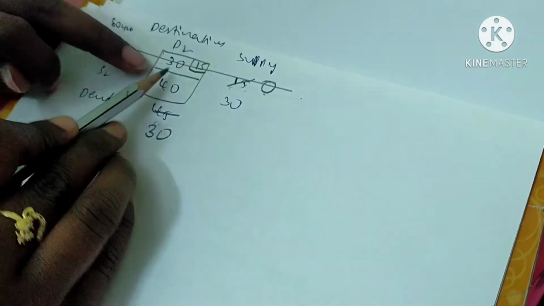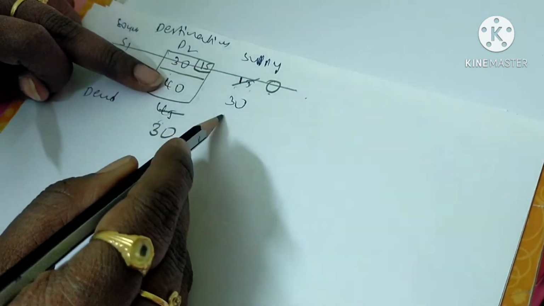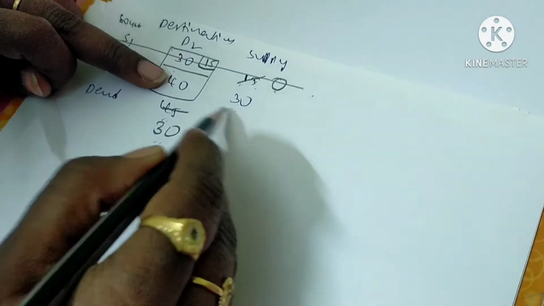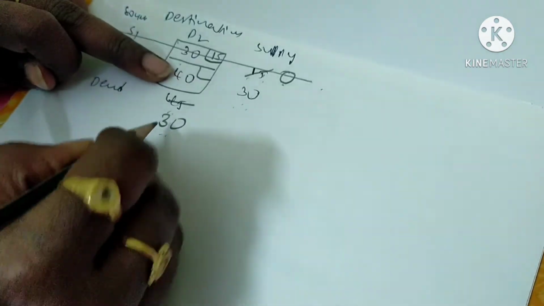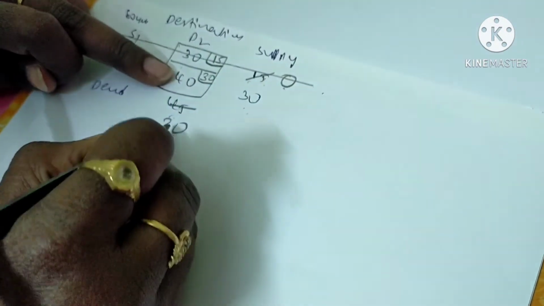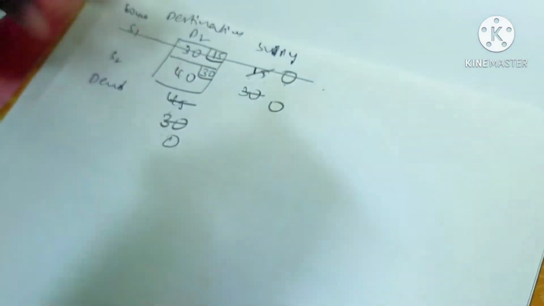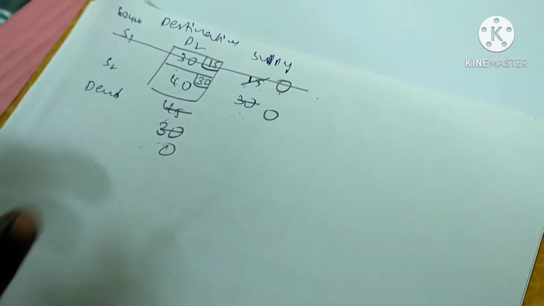This is there. Here you have to allocate the number. Remaining demand and supply, how much is there? 30 is there. Allocate here. Allocate 30 and deduct that value from both sides. Here both sides we got 0.